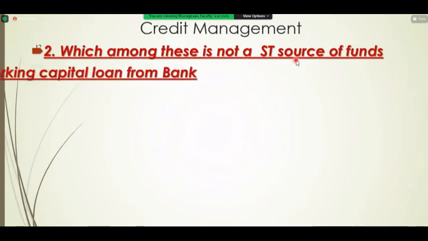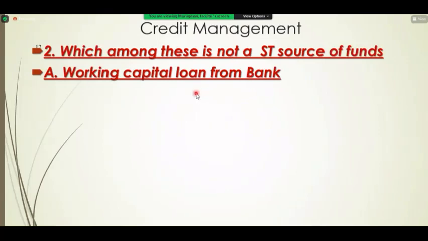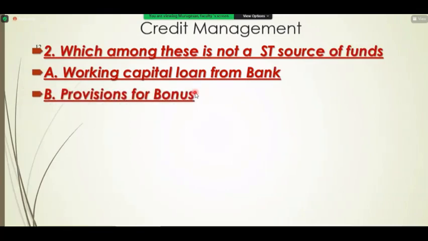You have to analyze each option. Working capital loan is always a short-term source. Okay, so this is not the answer. Agreed? Elimination method. You have to use it in the exam. This is how you have to quickly narrow down the four or five options. Immediately you have to decide. Sometimes you will be in a dilemma to select the correct option. This is the thing everybody is facing.